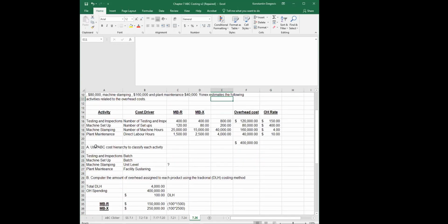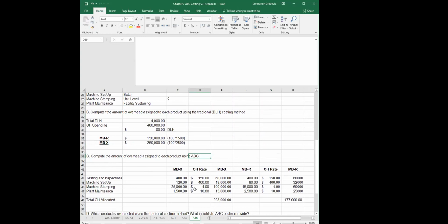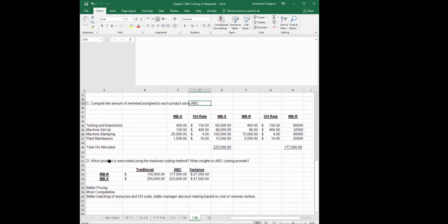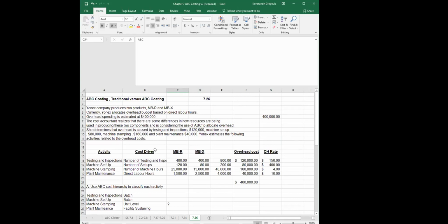So basically the question, we're gonna use the ABC cost hierarchy. We're gonna assign the cost, compute the overhead assigned to each product. First, we're gonna use traditional costing. Then we're gonna do ABC costing. And then there's a question, what product is overcosted and what product is undercosted? This will give you a good overall view and comparison between ABC costing and traditional. So let's take this up in 10 minutes. Sound good? Okay, see you guys at 8 o'clock.